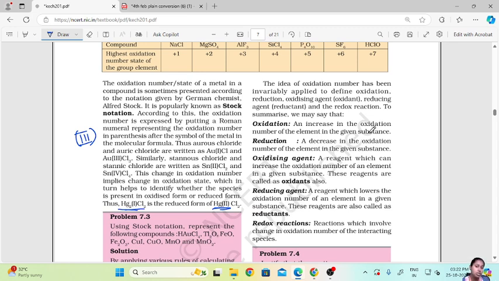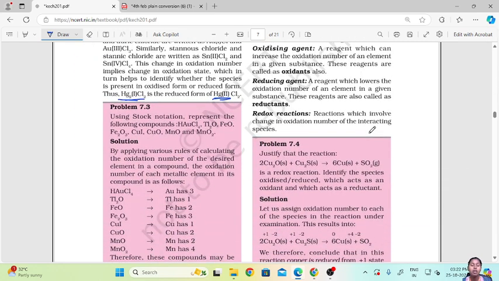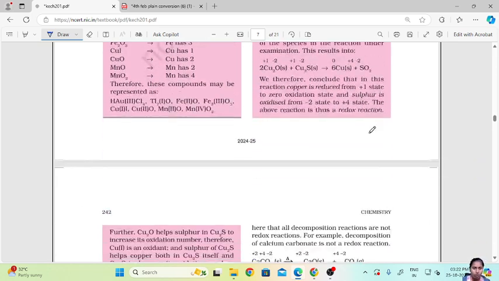Now what is an oxidizing agent? A reagent which can increase the oxidation number of an element in a given substance. When that reagent can increase the oxidation number, it is called an oxidizing agent. These reagents are called oxidants. A reducing agent means a reagent which lowers the oxidation number of an element in a given substance. These reagents are called reductants. A redox reaction involves a change in oxidation number of the interacting species.